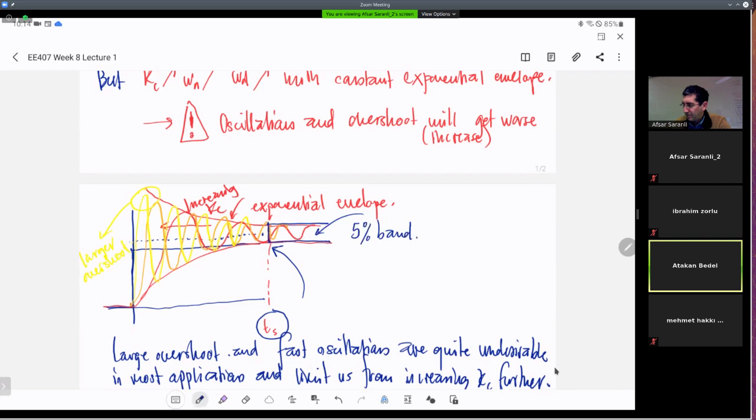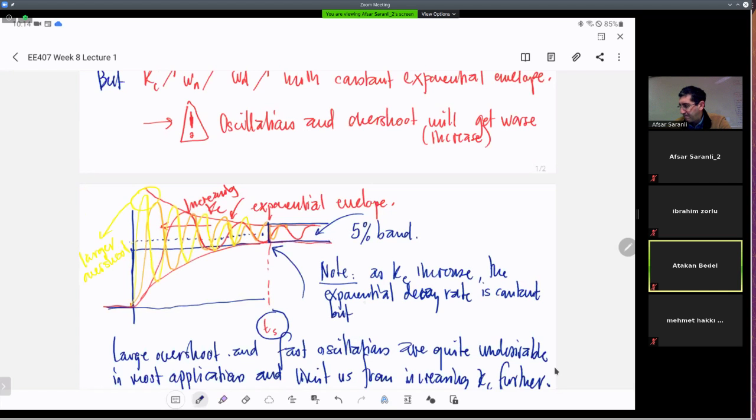Note: as Kc increases, the exponential decay rate is constant, but this shifts up and down with y steady state.